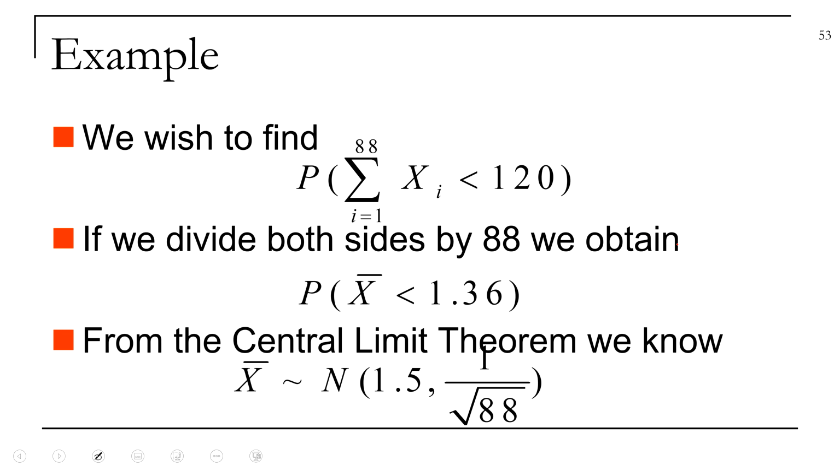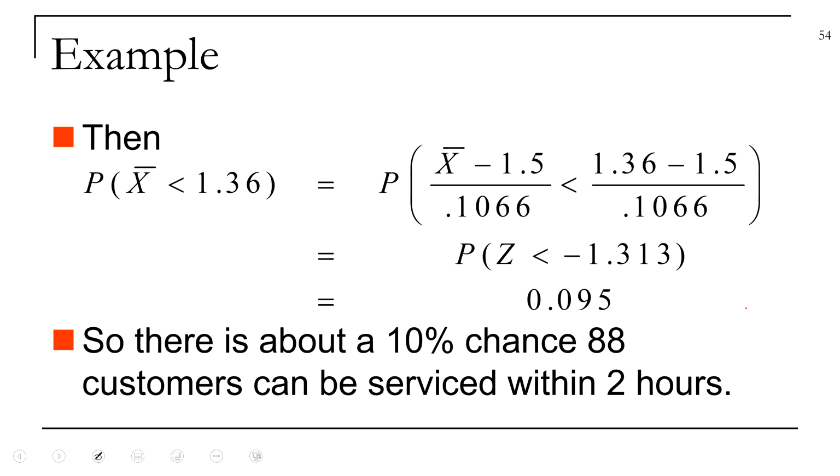What's the probability that 88 customers can be serviced? Well, you want to find the probability the sum of the 88 times is less than 120 minutes. That's 2 hours. If we divide both sides by 88, which is n in this case, we obtain the probability X bar is less than 1.36. That's a CLT. From the central limit theorem, we know X bar is normally distributed on the true mean mu with standard deviation sigma over root n, and then we're good to go.